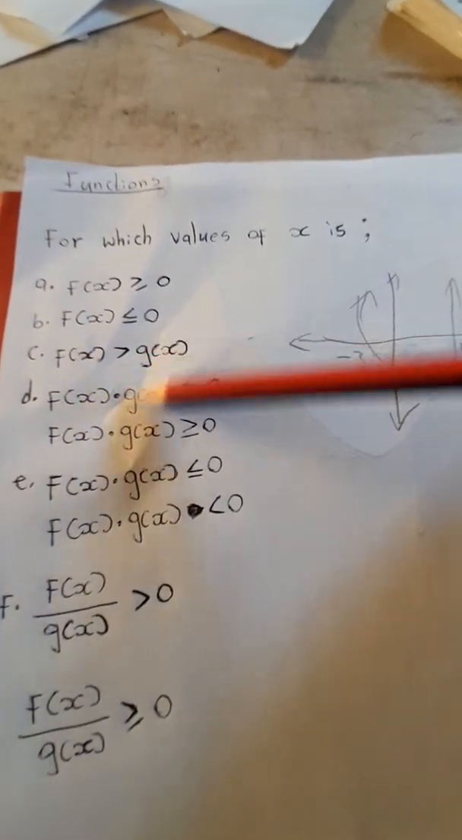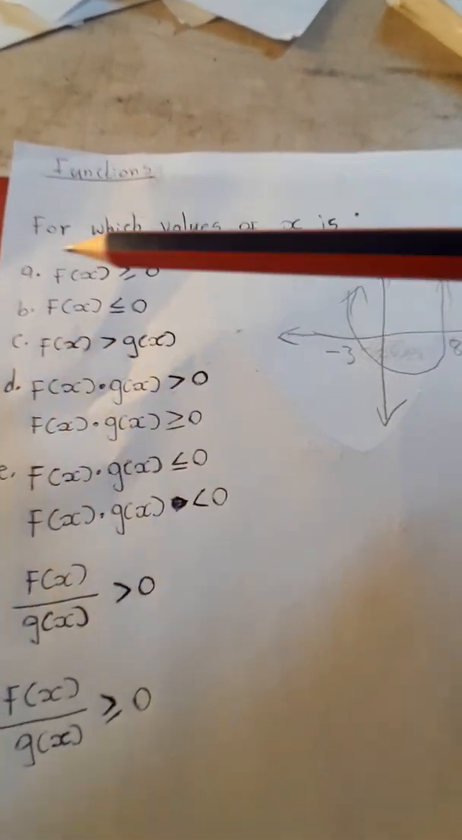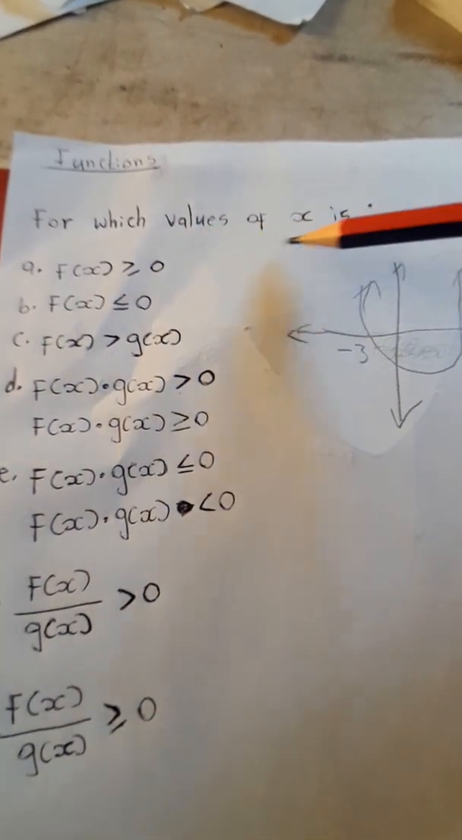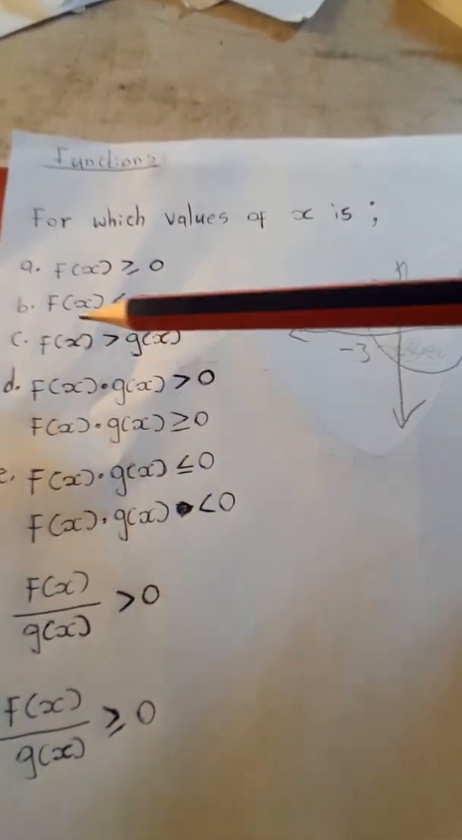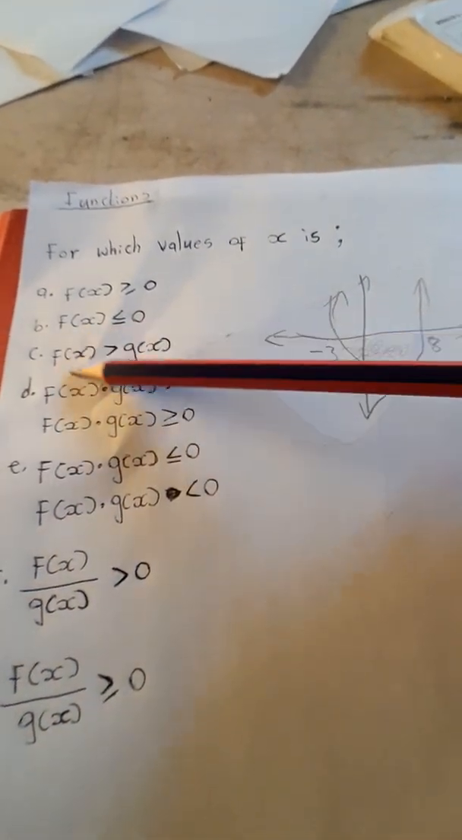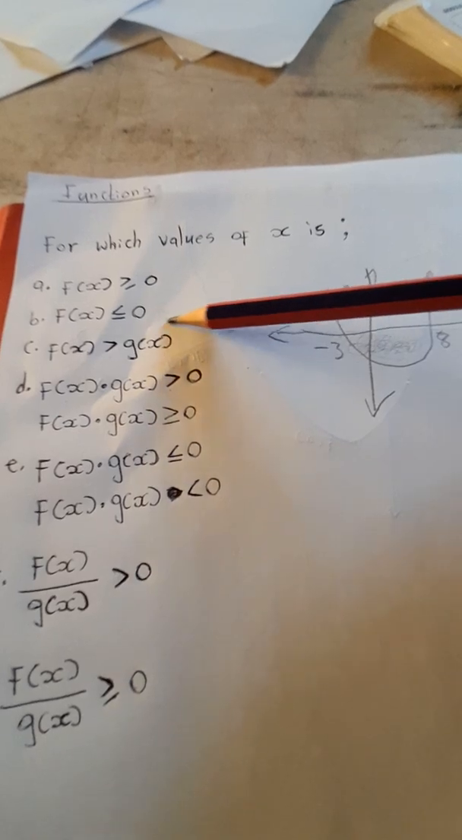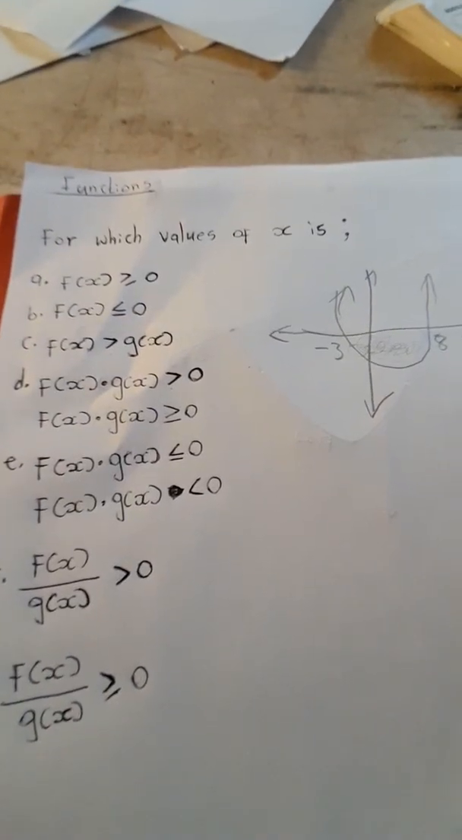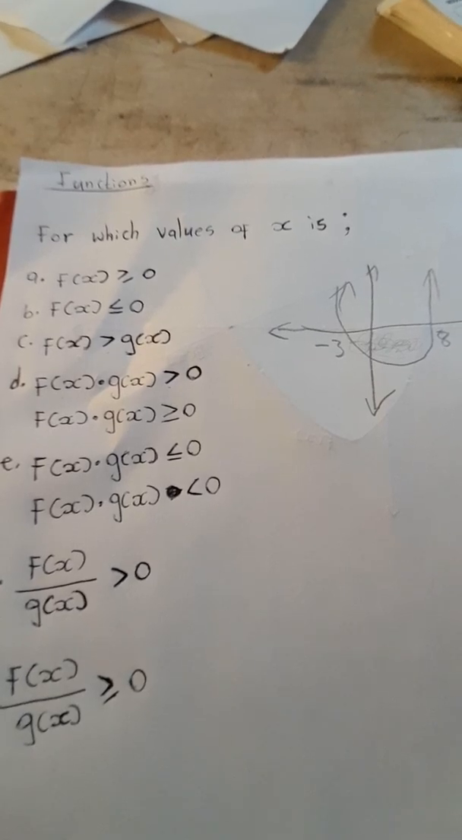And here, obviously, they're going to give you 2 graphs. They're going to say, for which values of x is f of x greater than g of x? They normally ask these questions in trigonometric functions, which I think we will tackle in the next upcoming videos.